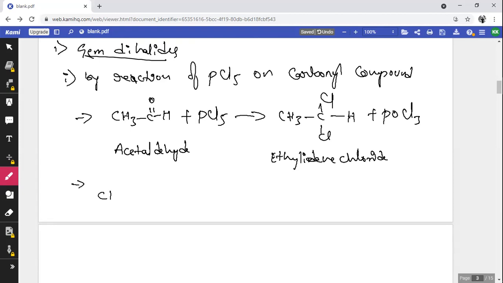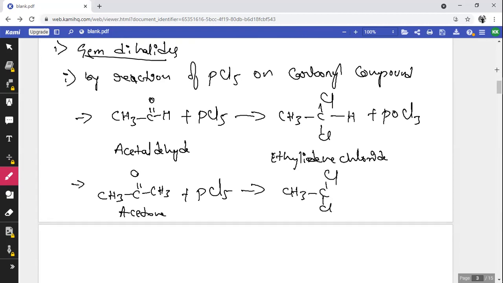So let me consider a ketone like CH3COCH3. It is acetone or propanone, which on treating with PCl5, the same reaction takes place, which gives CH3CCl2CH3 with the liberation of POCl3. So here acetone gives rise to 2,2-dichloropropane.